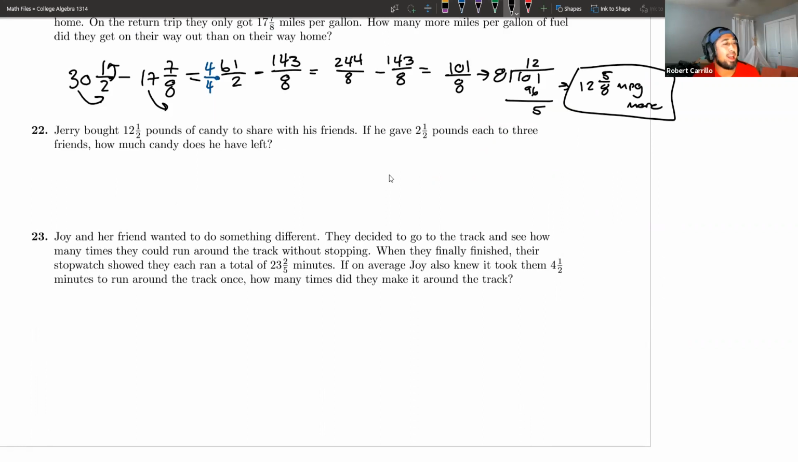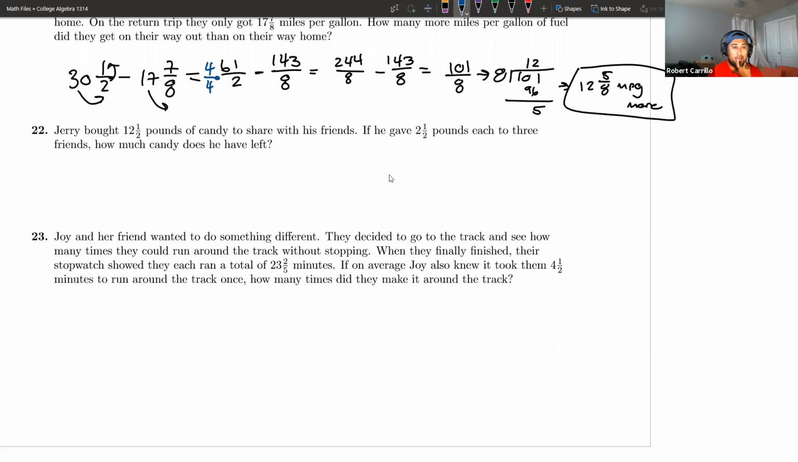22. Jerry bought 12.5 pounds of candy to share with his friends. If he gave 2.5 pounds each to 3 friends, how much candy does he have left? So what would we do here, guys? Divide.